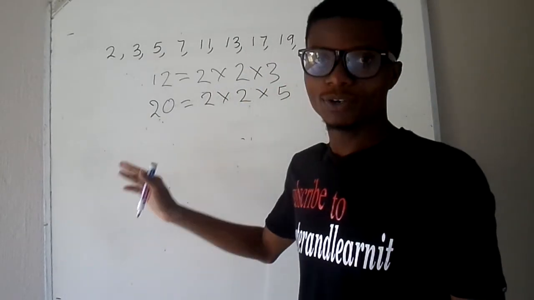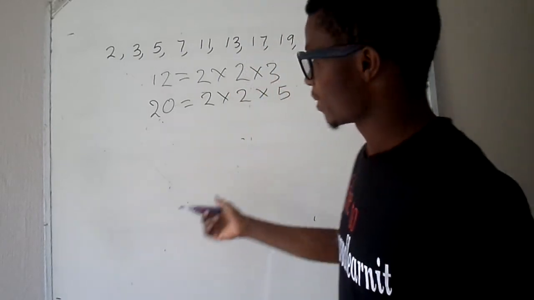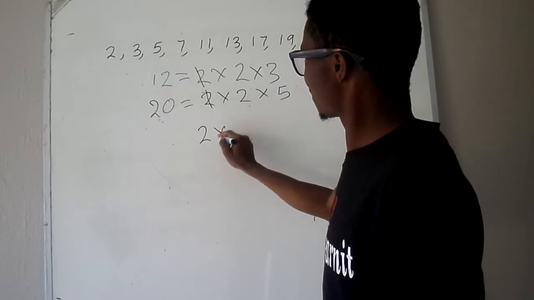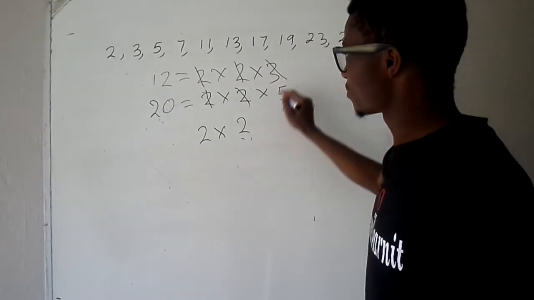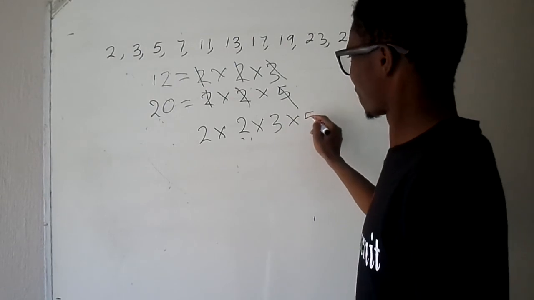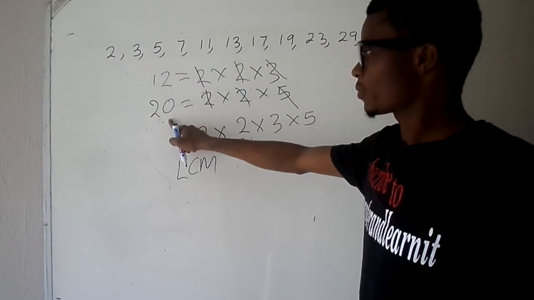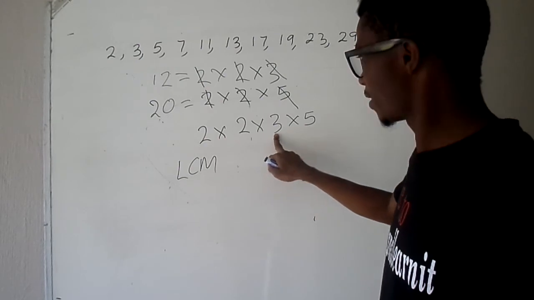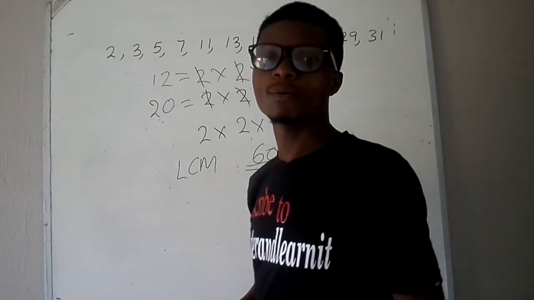Remember, on the lowest common multiple, we take what is common as well as what's remaining. So I'm going to start with what is common. 2 is common, times 2 is common. What's remaining? 3 is remaining, I take it. 5 is remaining, I take it. Now our lowest common multiple of 12 and 20 would be 2 times 2, that's 4. 4 times 3 is 12. 12 times 5 is 60. So this would be our lowest common multiple.